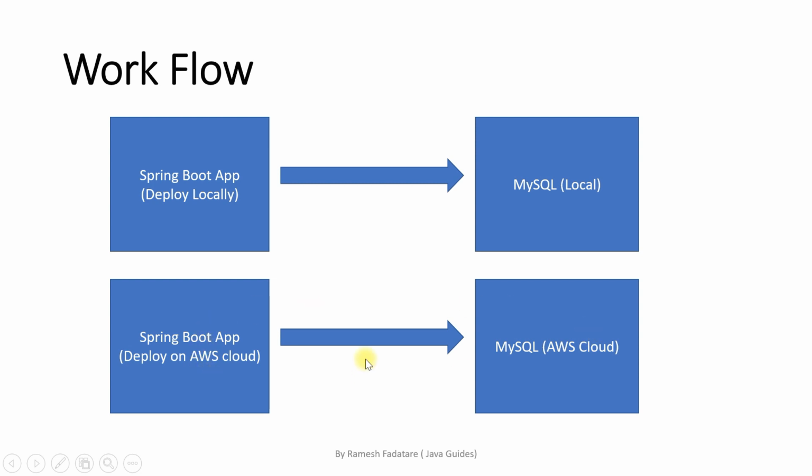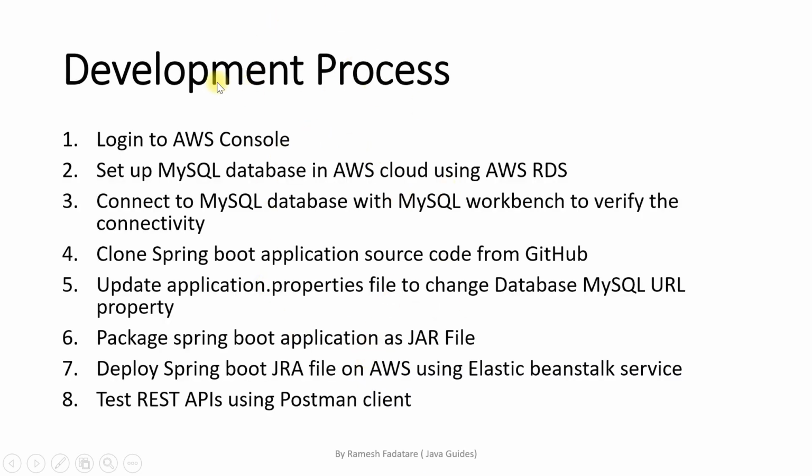Okay, great. So let's take a look into the development process. First, we're gonna log into AWS console using AWS console credentials, and then we'll set up MySQL database in AWS Cloud using AWS RDS service, and then we'll connect our MySQL database that we have set up in AWS Cloud using RDS with MySQL Workbench to verify the connectivity. So once we set up MySQL database in AWS Cloud using AWS RDS, then we'll connect this MySQL database with our local MySQL Workbench just to verify the connectivity.